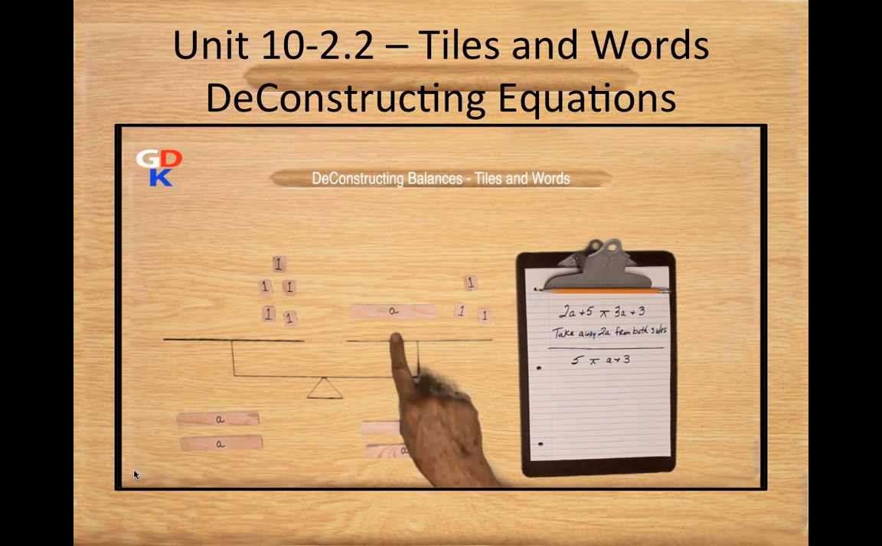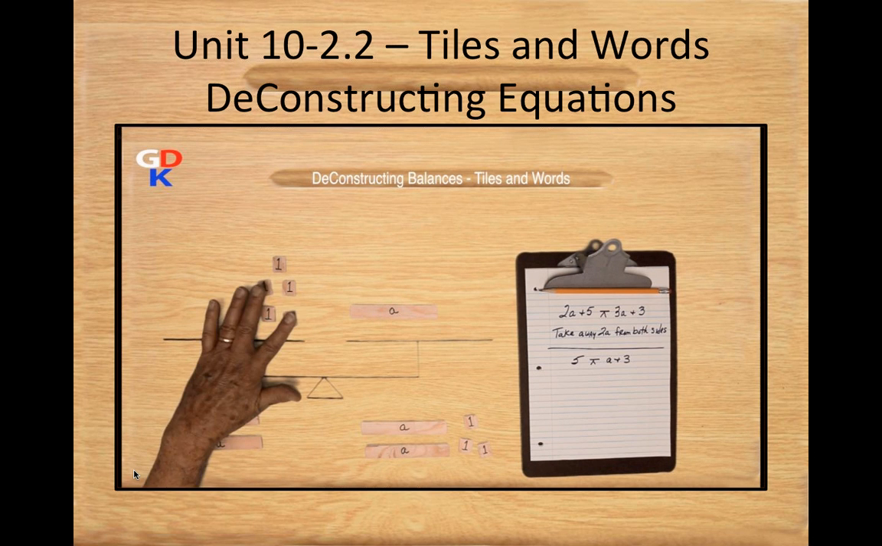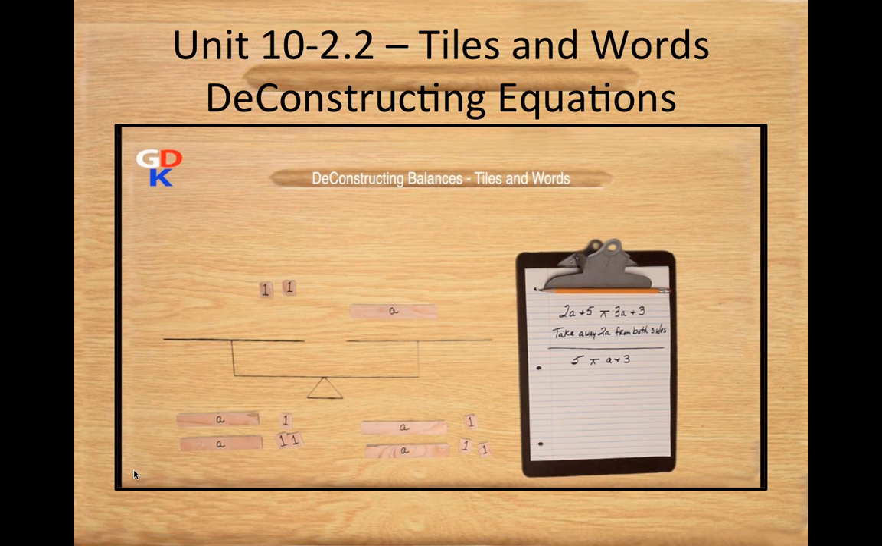Now, we want to get A alone on the right-hand side. So what we can do is we can take away 3 from the right-hand side. But in order to keep the balance, we must also take 3 away from the left-hand side. And let's record that. So we take away 3 from both sides. When we do that, we now have on the left-hand side of the balance 2, and on the right-hand side of the balance A. So we record that as 2 balances A. And now we've accomplished what we wanted to do. We now have a value of A, namely that A balances 2.